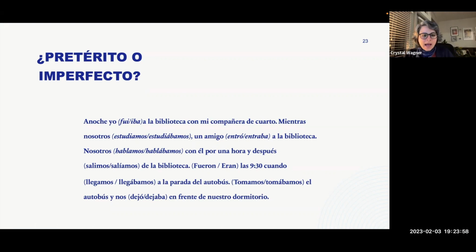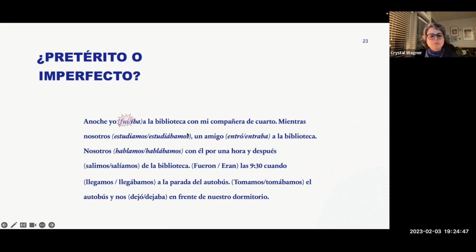Ready? Let's go. Anoche, last night, yo, let's leave that there for now. Let's look at the keywords. A la biblioteca, library, con mi compañera de cuarto. So it would be last night and the library with my roommate. It would be I went, right? This is a one-time event. So fui, I went, preterite. Mientras, keyword, we did say that mientras would be ongoing, so I'm going to immediately think that this is going to be the imperfect. Let's continue though, because you need to read the whole sentence before you make a decision.